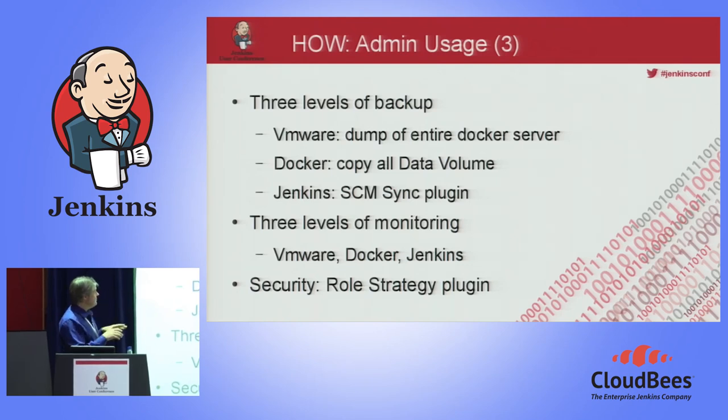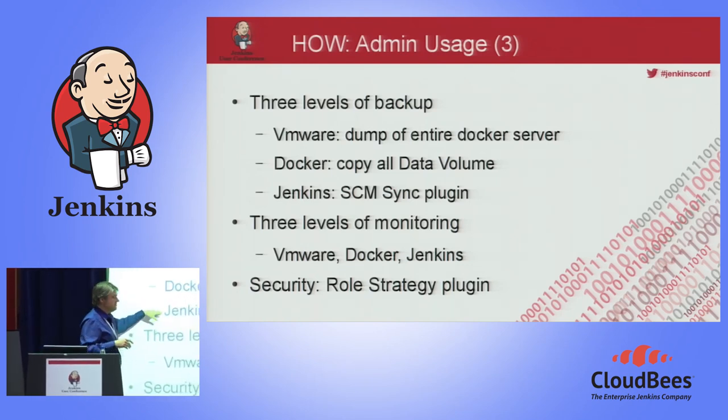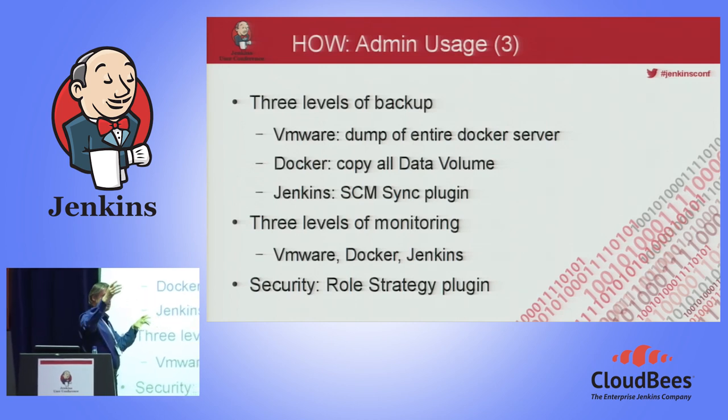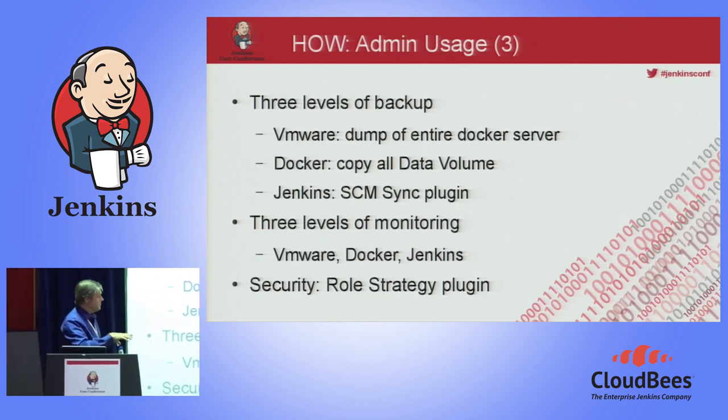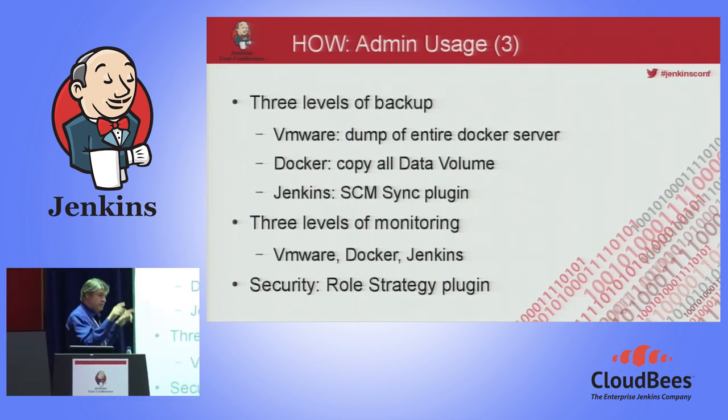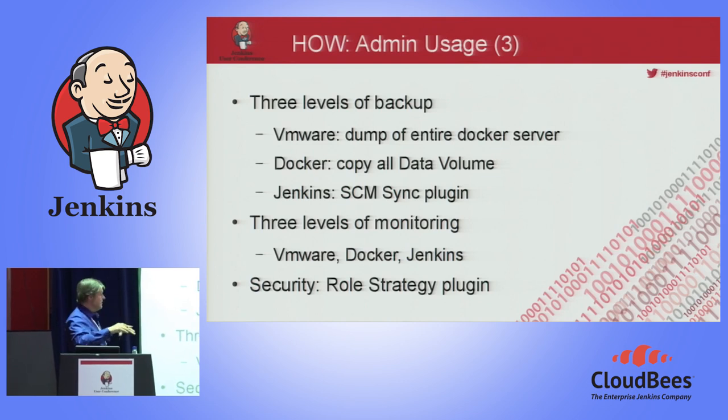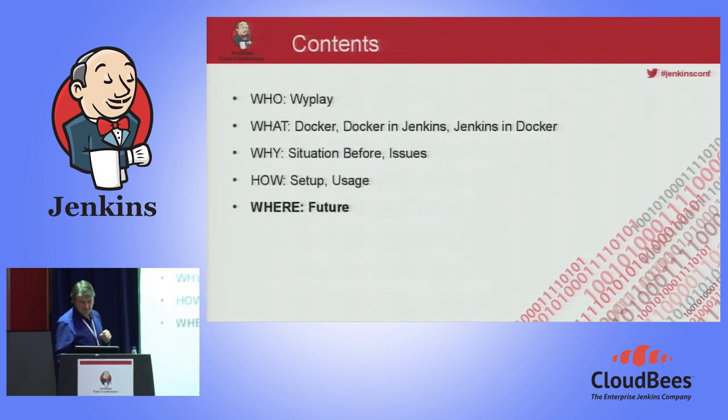Another interesting thing is that you can have three levels of backup. At the Jenkins level, you can have plugins doing backups. Sometimes they have problems. Also, I can extract what I want with the technique of the Ubuntu container. I can extract some data and, for example, only save the XML files, not taking the builds or the artifacts. And then I can back up the whole VM where everything is working. You can also have three levels of monitoring: the VMware level, Docker level containers, or Jenkins plugin monitoring. And we're also using the Worse Strategy plugin everywhere.